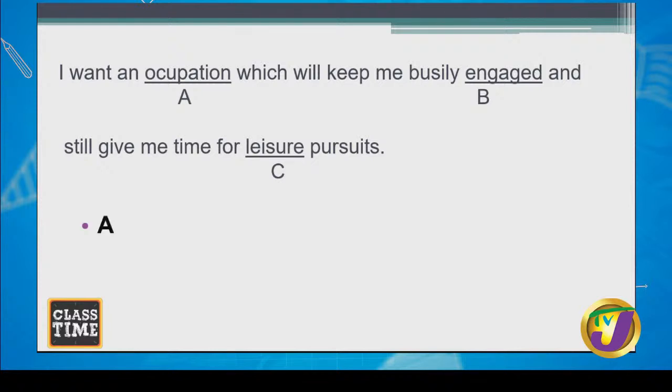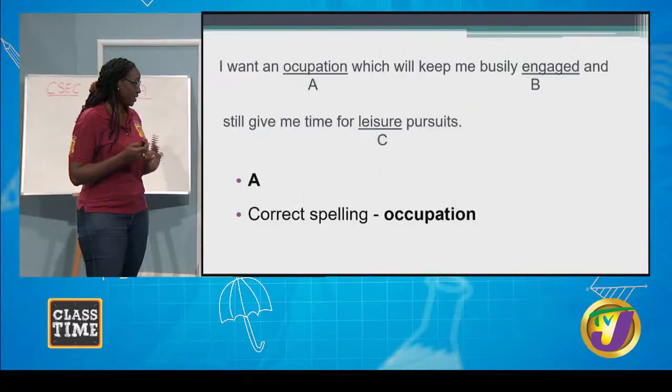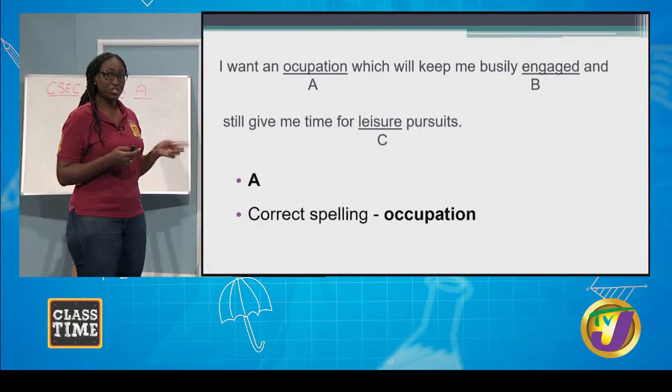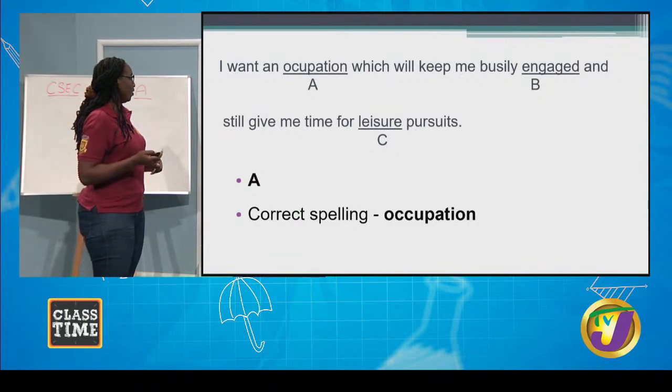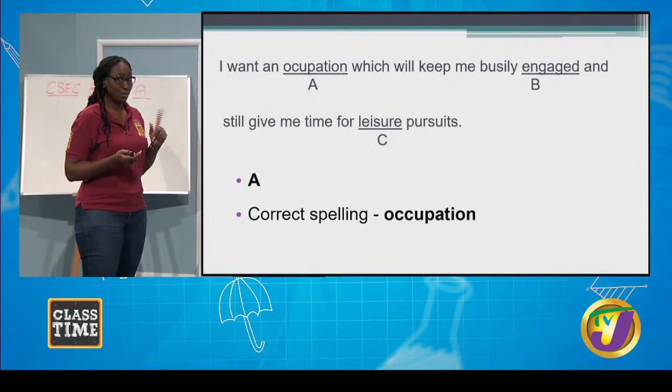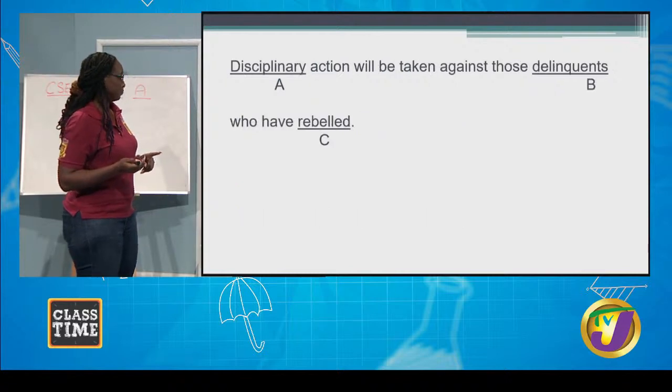A is incorrect. Occupation is not spelled like this. How do we spell it? So we spell it with 2 C's. So that's where the error was. It had 1 C here when it should have had 2. All right, let's look at our next sentence and possible spelling errors.